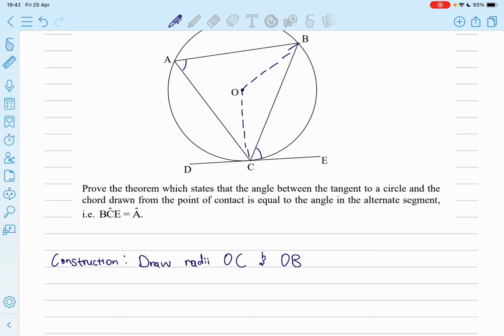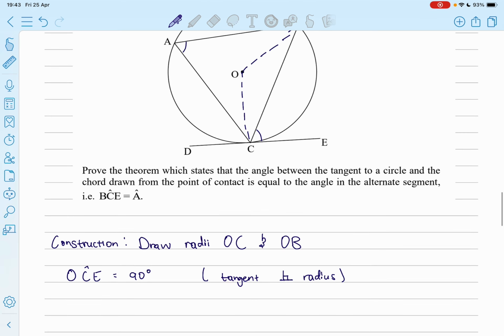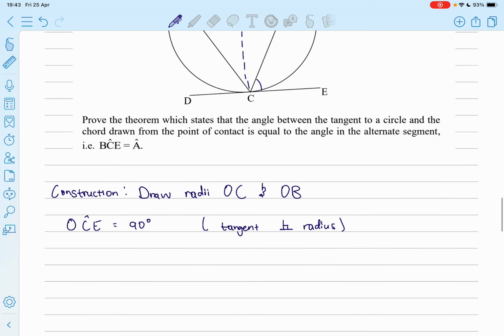Nice. All right, so because we're looking at angle BCE being equal to A, we're going to have to start with the angle at the tangent, which is BCE. So at BCE, we also see that there is that radius OC that touches our tangent. So that's very helpful because we then know that OCE will be equal to 90 degrees. Why? Because a tangent is always perpendicular to a radius.